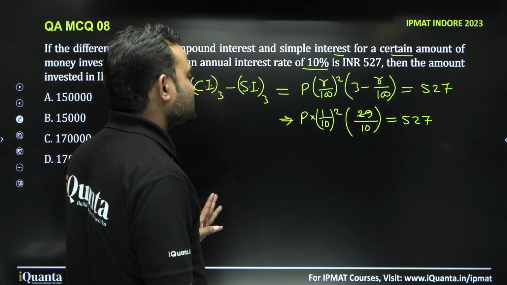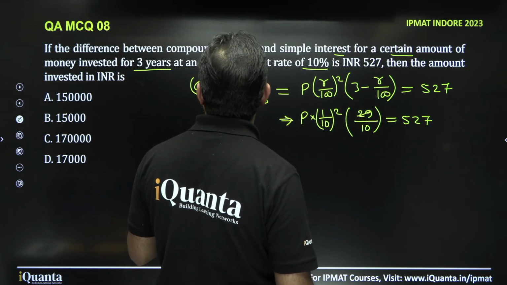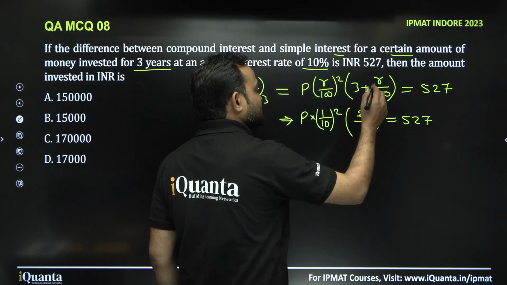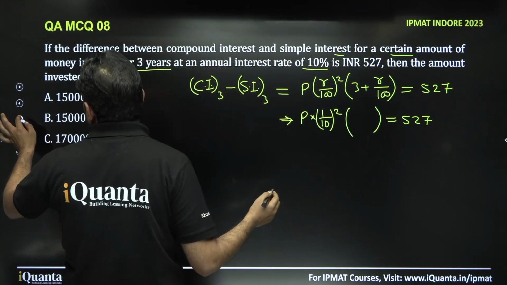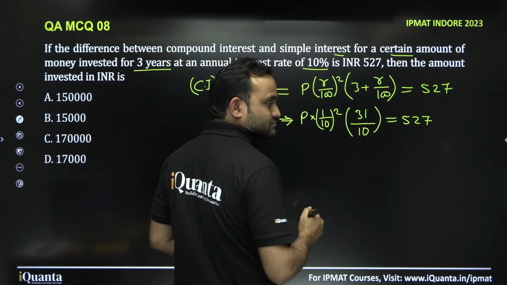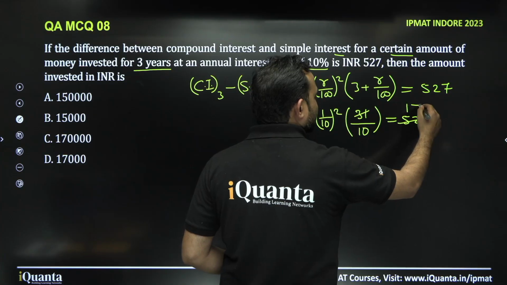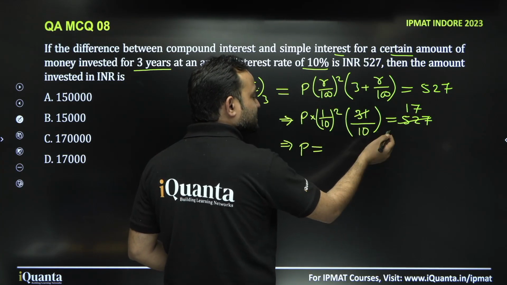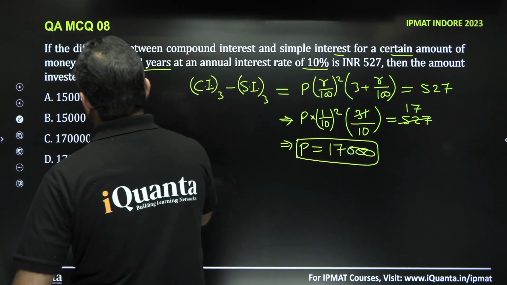So how do we solve this? Okay, let me check. Some mistake is there. Okay, this should be 3 plus R. My bad. This should be 3 plus R. So in that case, this will become 31, not 29. 31 upon 10. Okay. Now this is divided by 1 times and then 7 times. So we get P is equal to, this is 110,000. So P will be equal to 17,000, which is our answer.